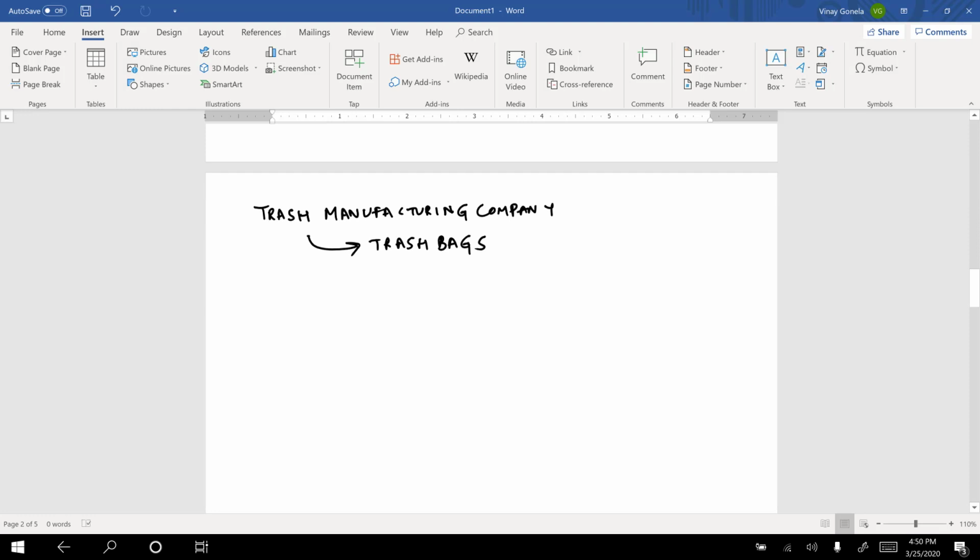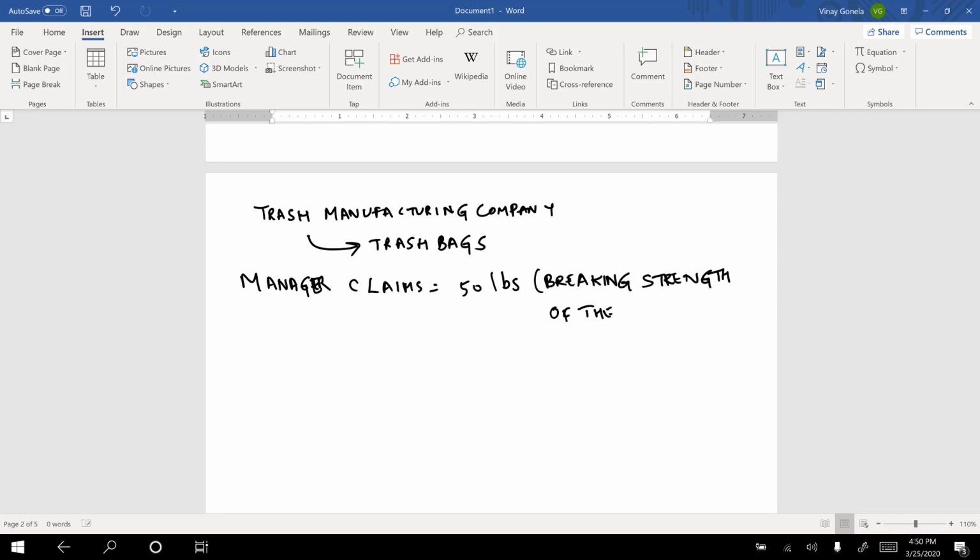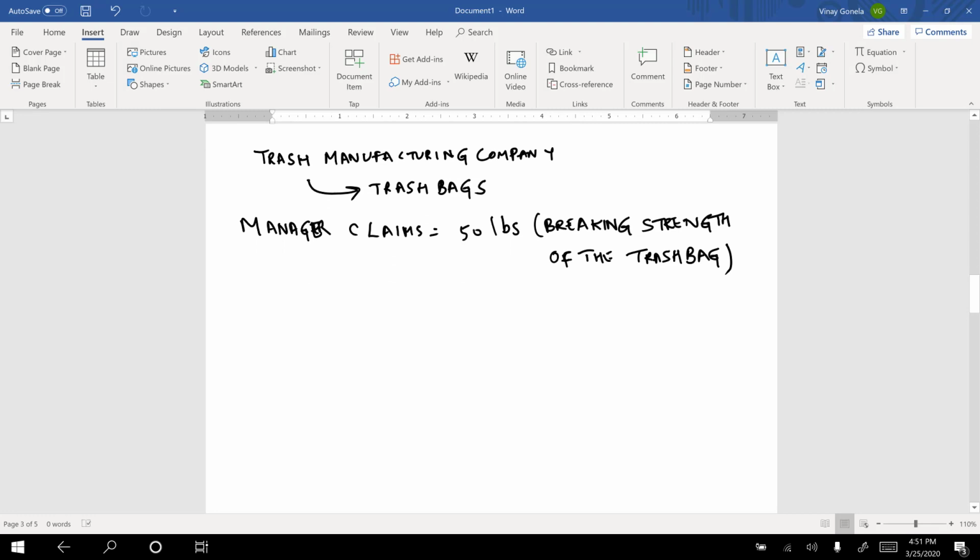And then the manager of this company claims that the trash bag breaking strength is 50 pounds. So this is the breaking strength of this trash bag. What we are trying to do is verify whether the company's trash bags really stand for 50 pounds. So what we do is we take a sample.